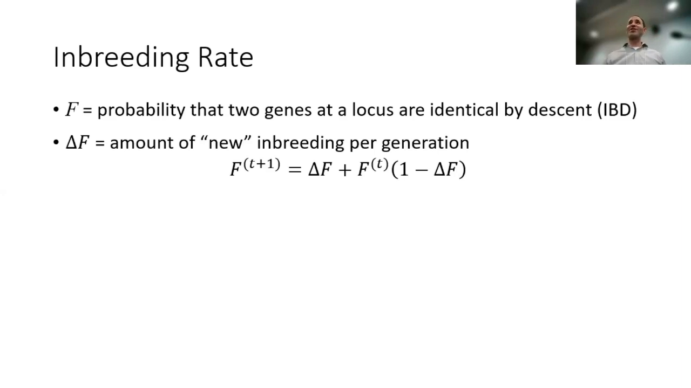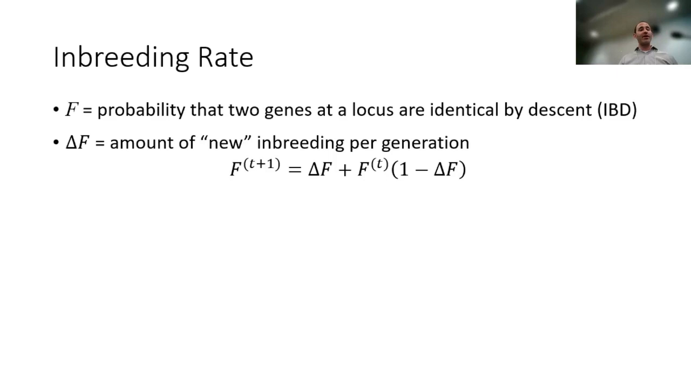We had a nice conversation at dinner after a drink or two about IBD versus IBS. And I don't think that's actually the critical point here. The critical point is that this is a probabilistic measure of inbreeding. And that's the key thing, because the next equation depends upon what's called the law of total probability. And that's the definition of inbreeding rate.